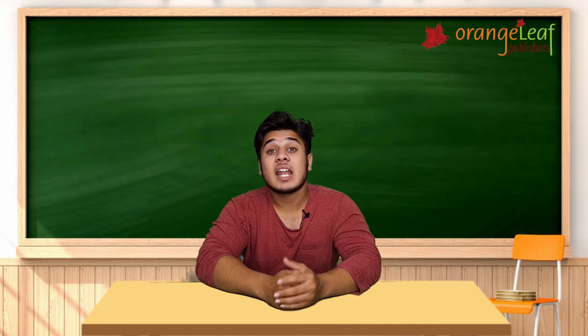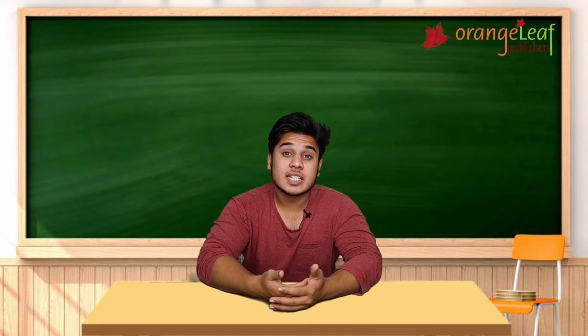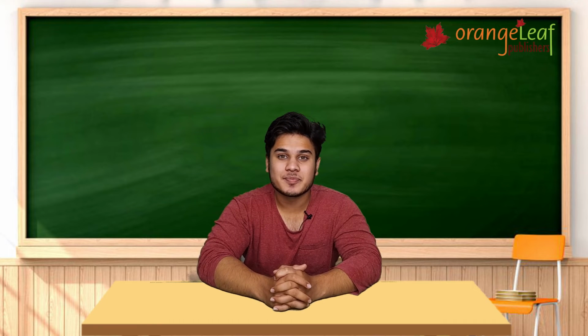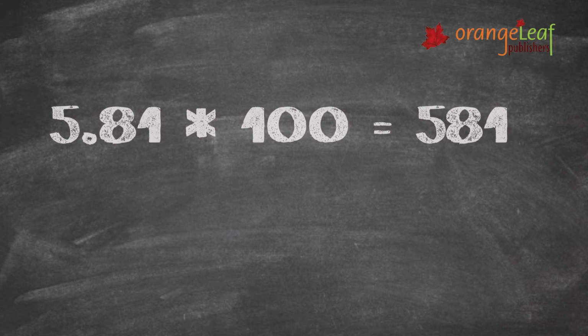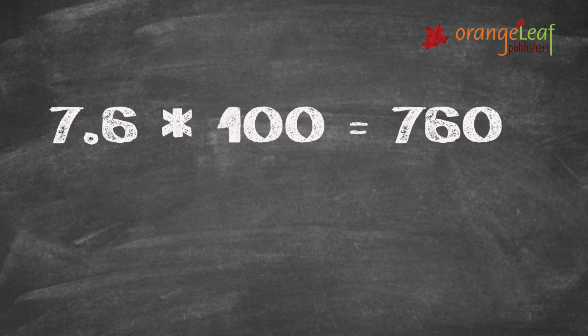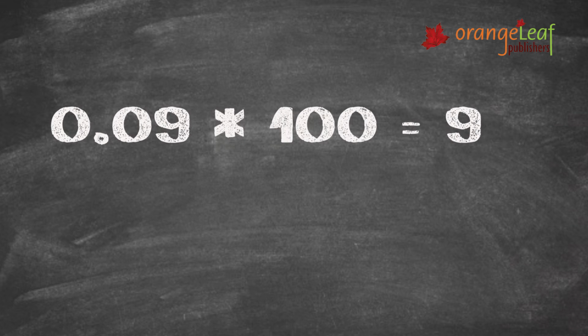When we multiply a number by 100, the decimal point moves 2 places to the right of the decimal number. For example, 5.81 into 100 is equal to 581. 7.6 into 100 is equal to 760. And 0.09 into 100 is equal to 9.